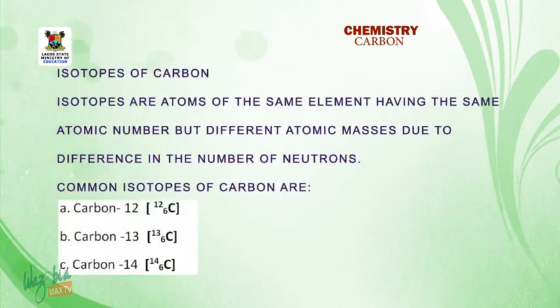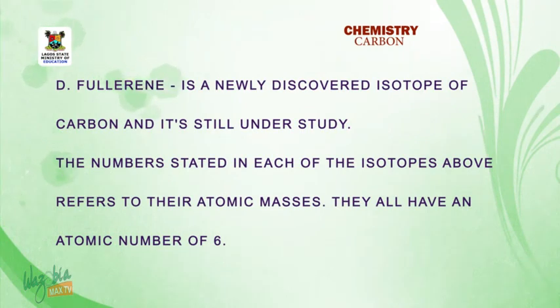Isotopes of carbon. Isotopes are atoms of the same element having the same atomic number but different atomic masses due to difference in the number of neutrons. Common isotopes of carbon are carbon-12, carbon-13, carbon-14, and fullerene. Fullerene is a newly discovered isotope of carbon and it's still under study. The number stated in each of the isotopes above mentioned refers to their atomic masses. They all have an atomic number of 6.